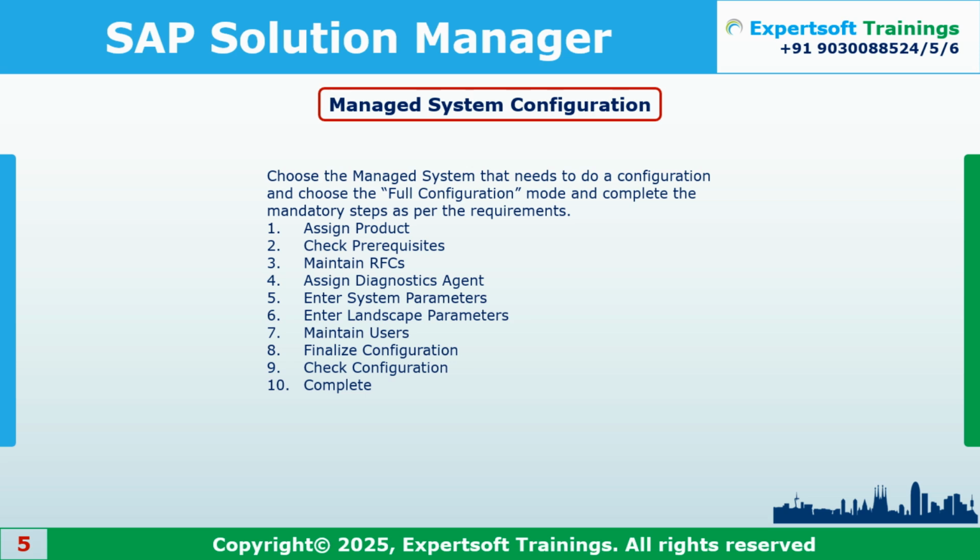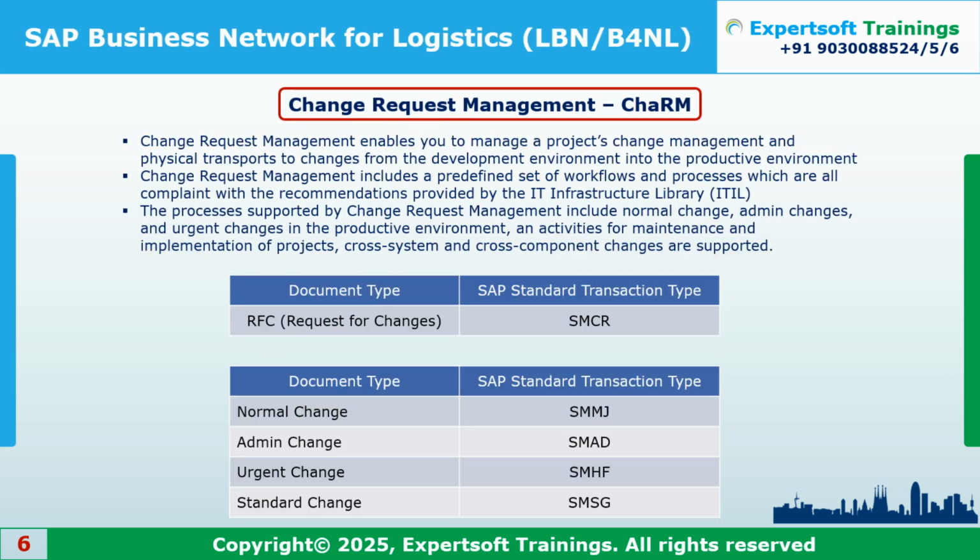Okay, so this is about managed system configuration. And coming to change request manager, this is the key functionality. All the clients using the SAP software environment use change request management, which we call CHARM. CHARM enables the client's project change management and the physical transport of changes from the development environment to the production environment.